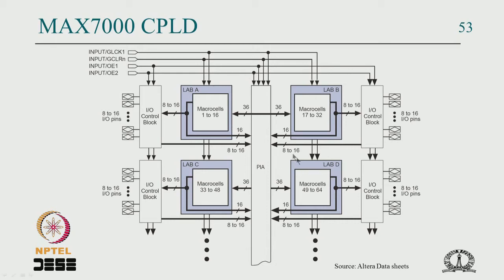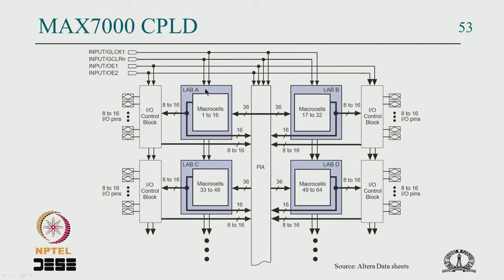Okay. This is what I call a simple PLD section. Altera calls it a LAB, logic array block, A, B, C, D. So depending on the device there may be 2 blocks, 4 blocks, 8 blocks, 16 blocks, 32 blocks like that. Now in each block you see there are 16 macro cells, that means there are 16 sections of AND, OR and flip flop. Okay.